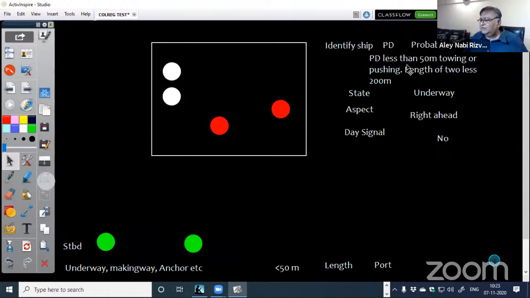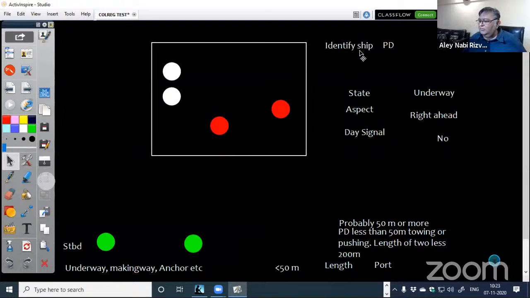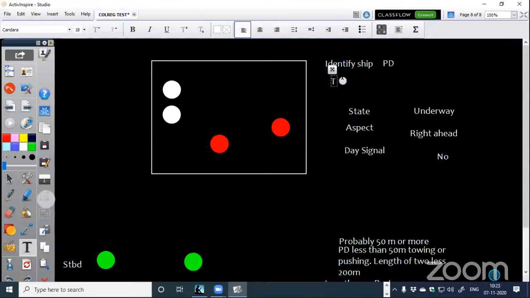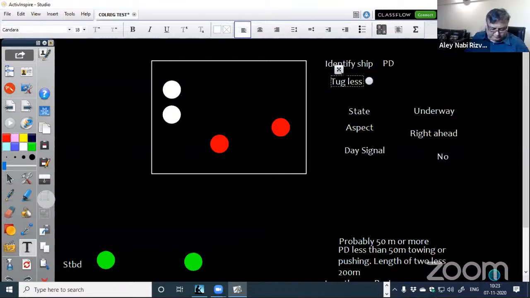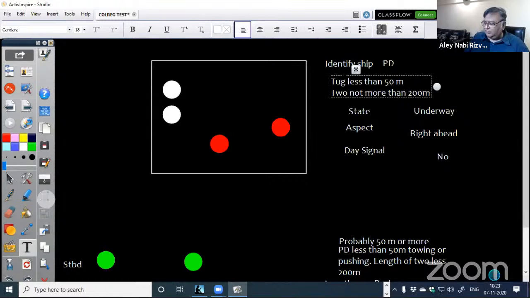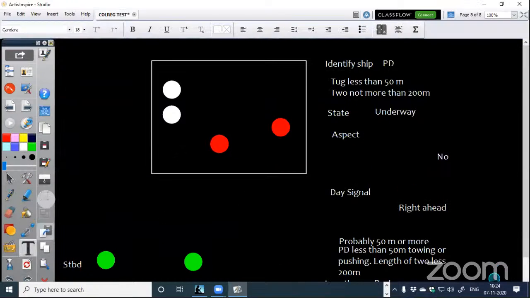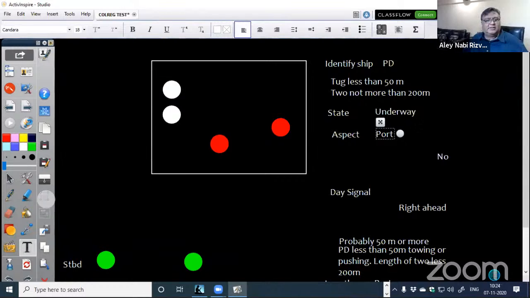Okay, length. What is the length? Length of the tow not more than 200 meter. And length of the power-driven vessel, the tug, less than 50 meter. Tow not more than 200 meter. Perfect. All right. Seen from? Port side. What is it doing? It is underway. Perfect. Seen from port side. And what is the day signal?